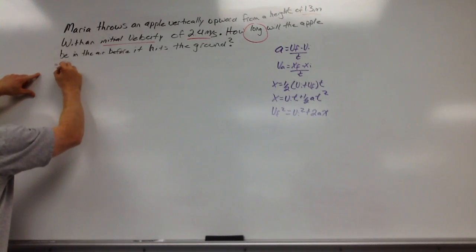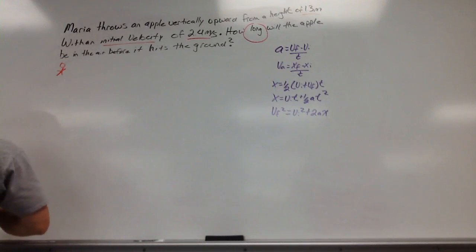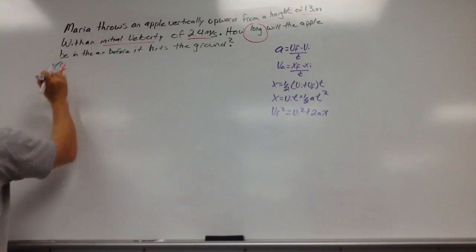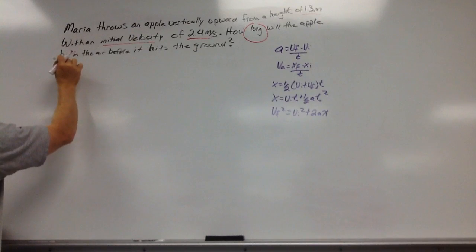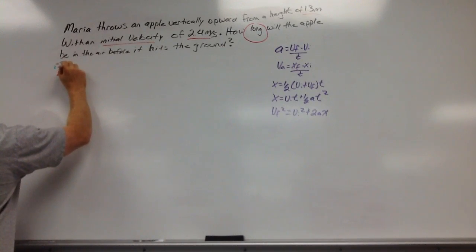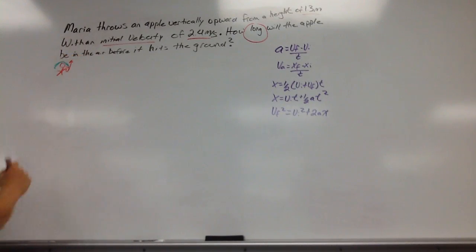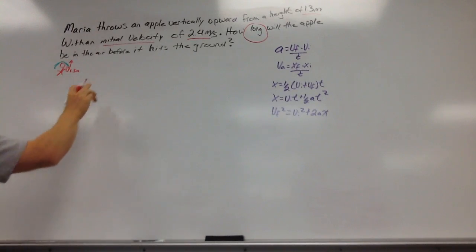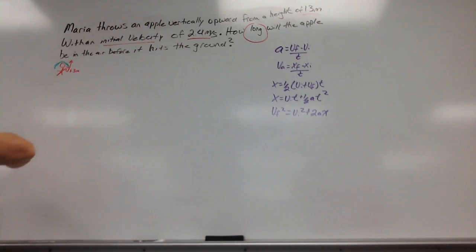So here's Maria. Maria's going to have green hair because I want her to have green hair. She actually has pigtails. Okay, so here's Maria. She's throwing an apple, kind of looks like a heart, throwing it upward from a height of 1.3 meters. So it's 1.3 meters. The initial velocity is 2.4 meters per second.